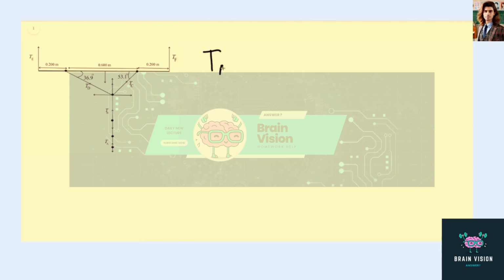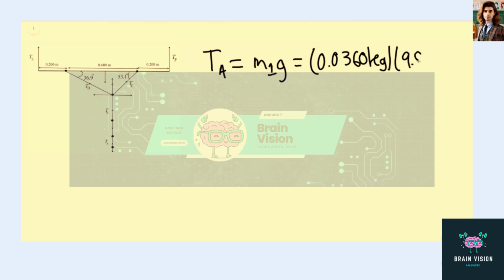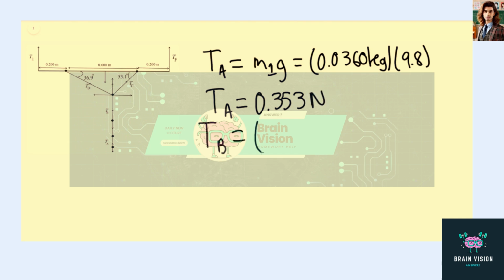So essentially, we just need to find the magnitude of all of these tension forces. Tension sub A would simply be equal to the mass m sub 1 times gravity. This would be equal to 0.0360 kilograms, simply due to the sum of forces in the y direction equaling 0, times 9.8 meters per second squared, the acceleration due to gravity. And we find that tension A is going to be 0.353 newtons.